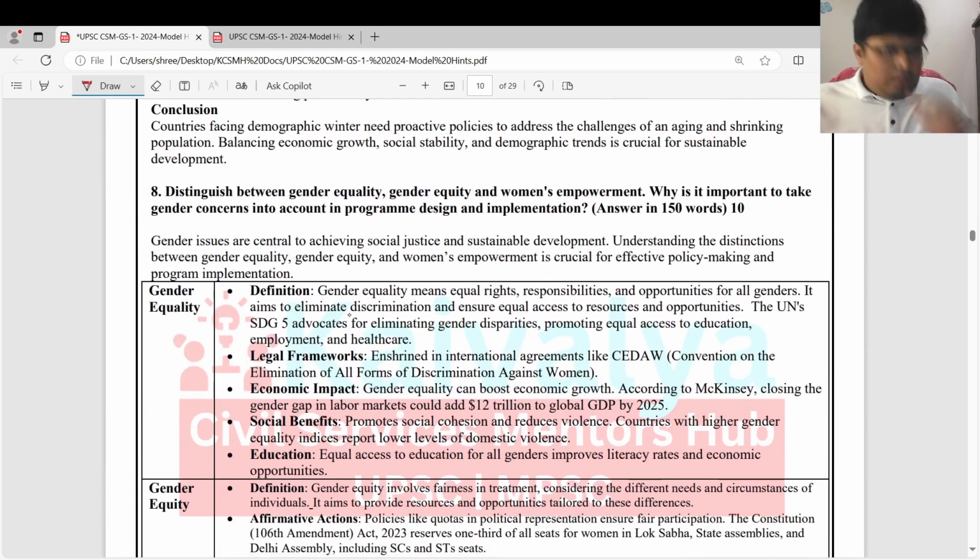Again, the next question was: distinguish between gender equality, gender equity, and women's empowerment. Why is it important to take gender concerns into account in program design and implementation?